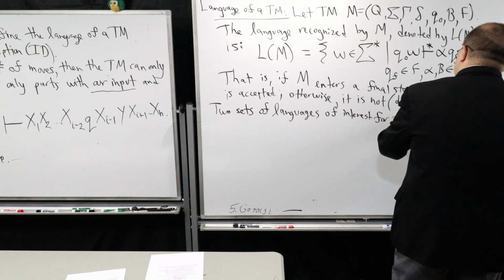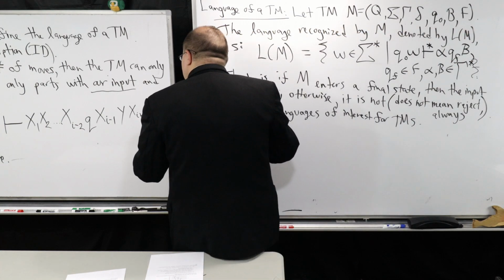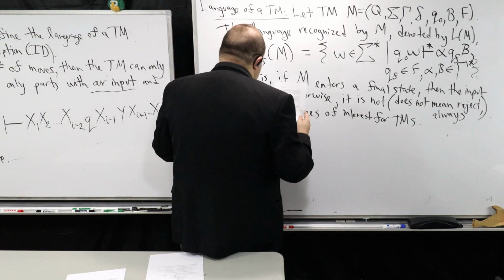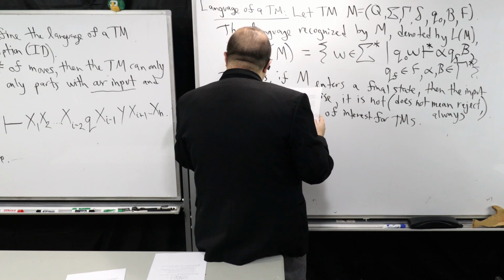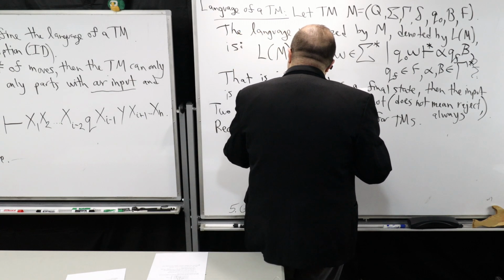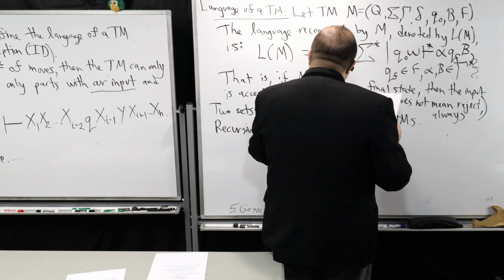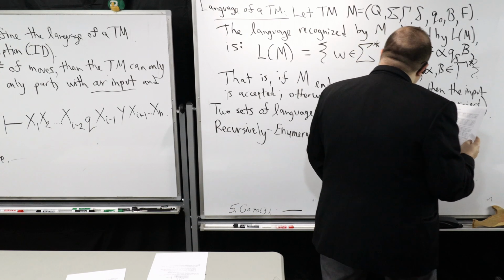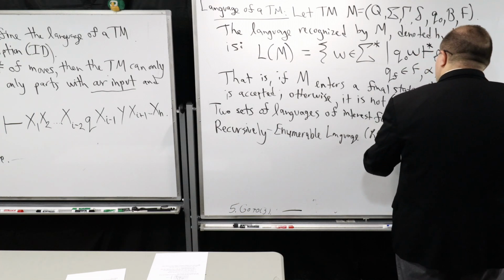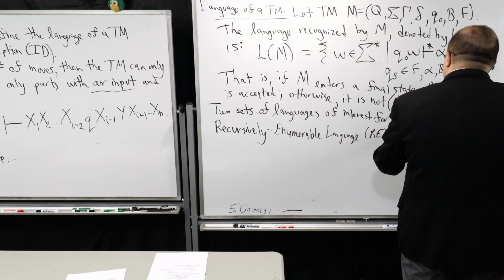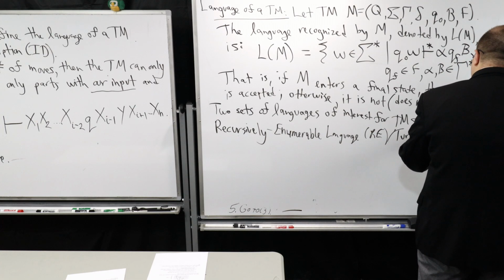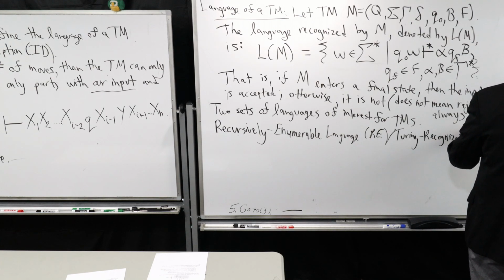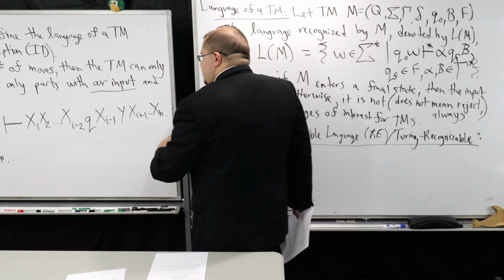The first one is what we call the recursively-enumerable languages, which are sometimes called the Turing-Recognizable languages. It's often written as RE as an abbreviation. So the first one here is recursively-enumerable.